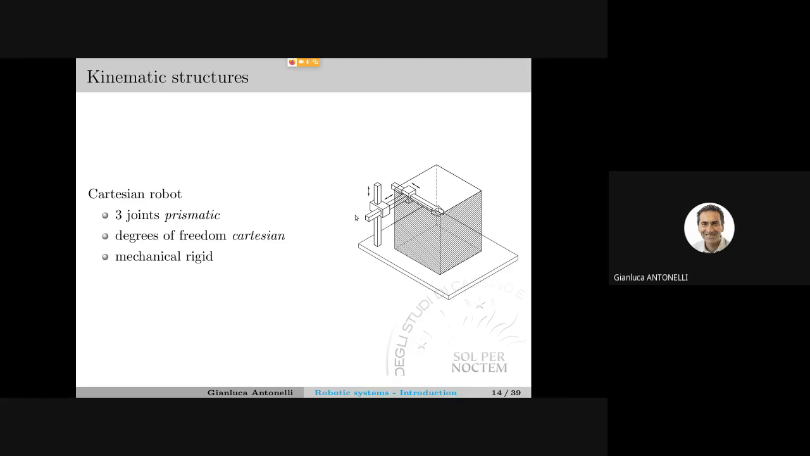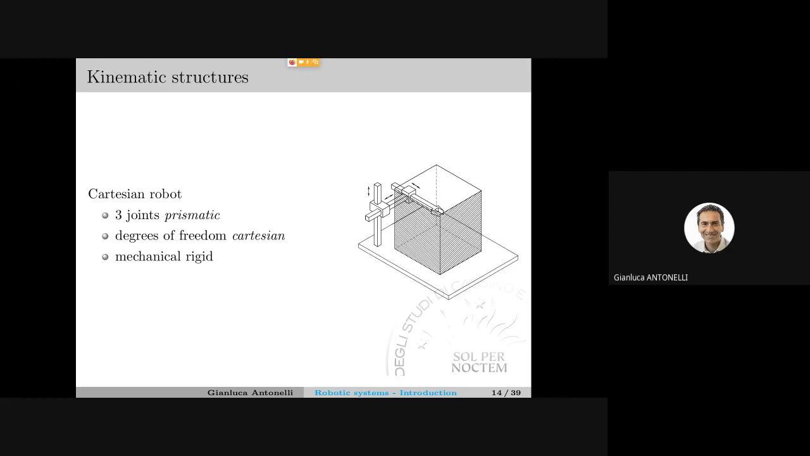And I can move those three, and actually the volume that is occupied by this gray area is the workspace. So the end effector can reach any position. We have 3 degrees of freedom. So position X, Y, Z. The orientation here is out of interest.